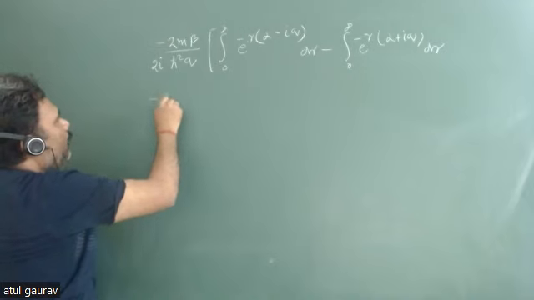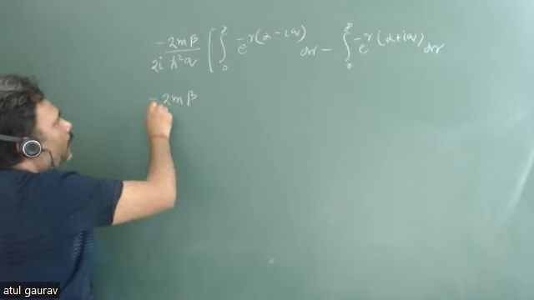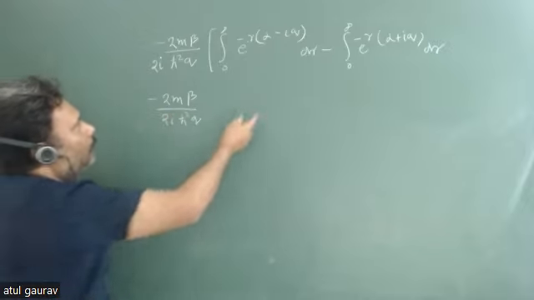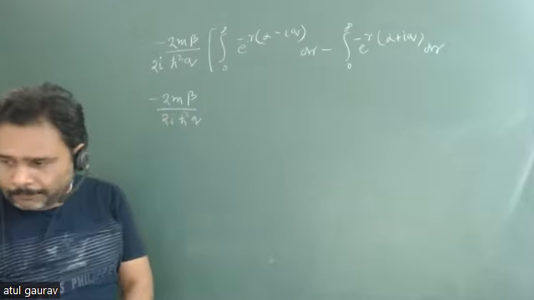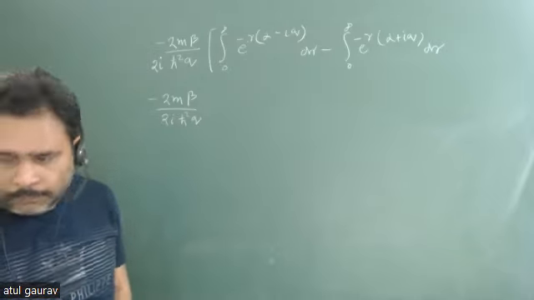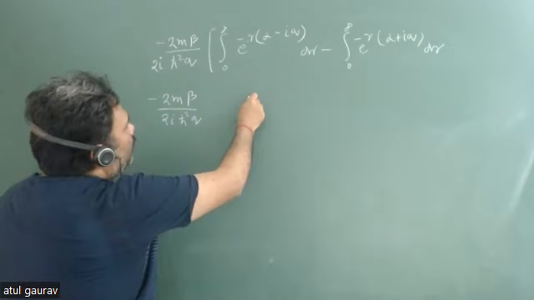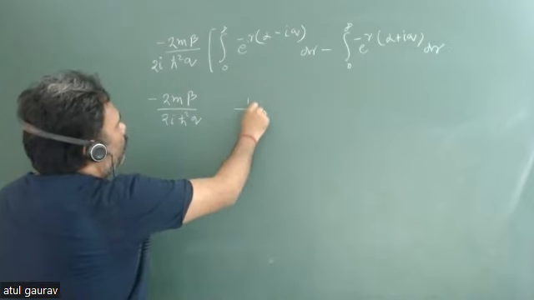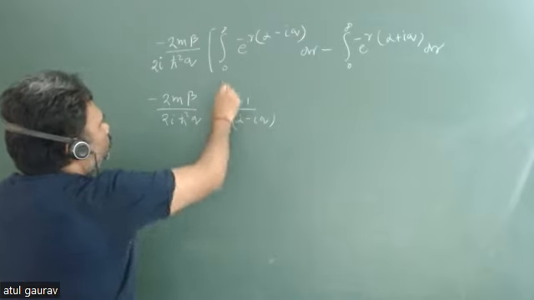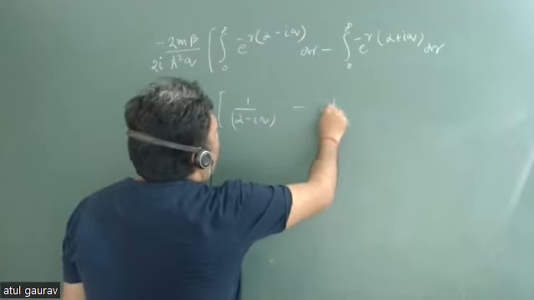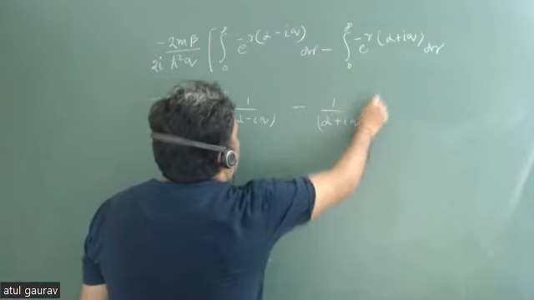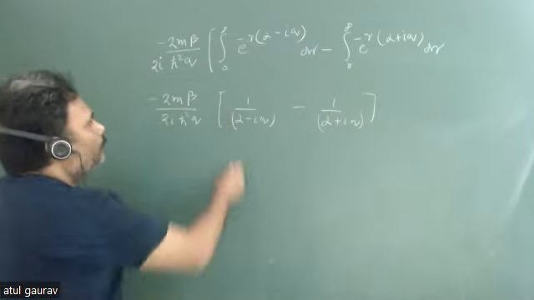So this value is minus 2mβ upon 2i ħ² q. What will be this integration? बताइए क्या होगा ये इंटीग्रेशन? 1 अपॉन अल्फा माइनस आई क्यू, माइनस 1 अपॉन अल्फा प्लस आई क्यू। ठीक है ना?